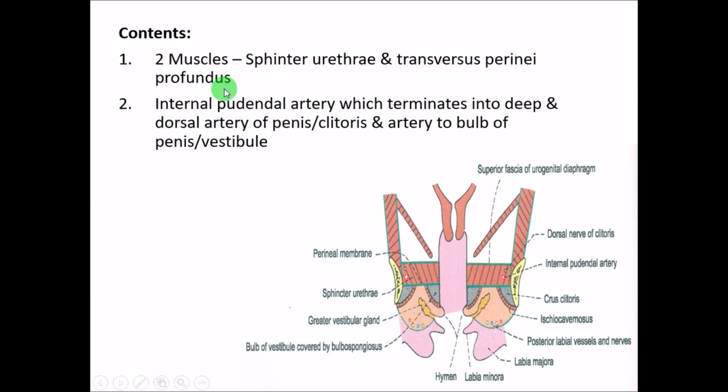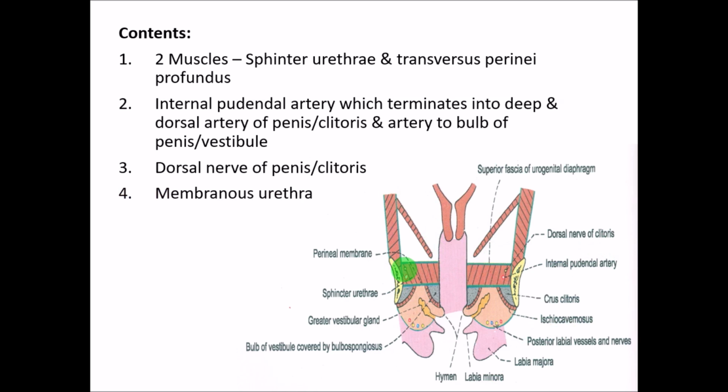Then there are vessels. Okay, the internal pudendal artery, if you can see here, which terminates into deep and dorsal artery of penis. In case of females it will be the clitoris, and the artery of bulb of penis or vestibule. Okay, then we have a nerve there that is called the dorsal nerve of penis, or in case of female the dorsal nerve of the clitoris, on either side. If you can see here, there is the internal pudendal artery and there is the dorsal nerve of the penis or the clitoris in case of female.